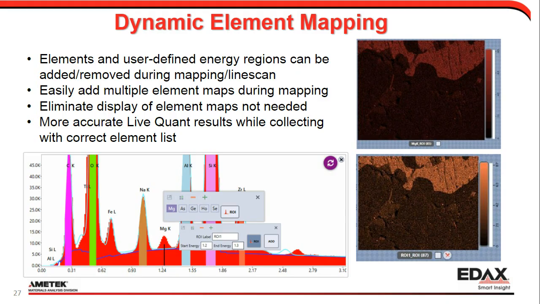Dynamic element mapping is an advanced mapping feature. In live connection mode, elements and user-defined energy regions can be added or removed in the spectrum window on the fly. You can simply click on an energy line and the candidates will show up. To remove an element, just hover over the element label and click on Delete. Once the modification is done, click on the Refresh button in top right. The number of element maps will be adjusted accordingly.